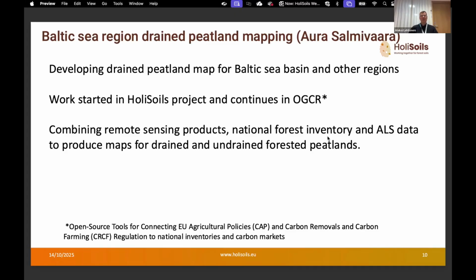It relates to carbon farming. The idea has been to combine remote sensing products, national forest inventory data, and airborne laser scanning data to produce high-resolution maps of drained and undrained forested peatlands. This is very valuable when we want to find where these locations are, and where we could change the management and do things differently. We need to know where those land areas are.